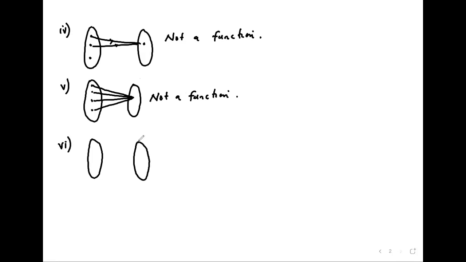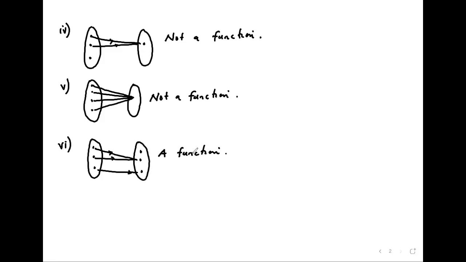And then the other one is going to be from there, here, and then 1, 2, 3. These 2 go to 1. This one goes to its own. Is it a function? Yes, it's a function. Okay.